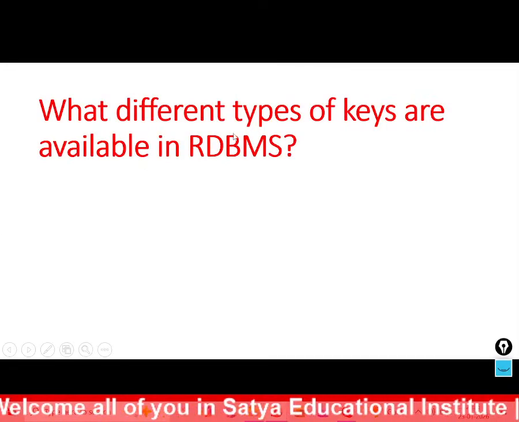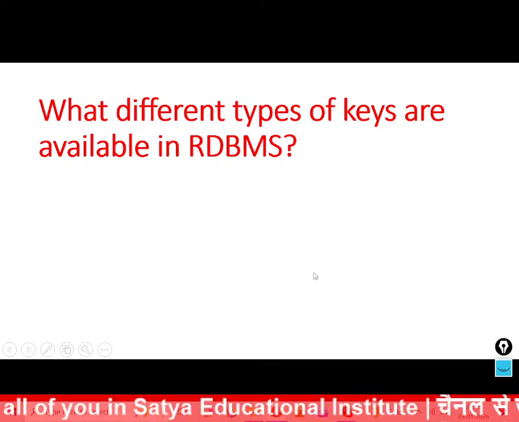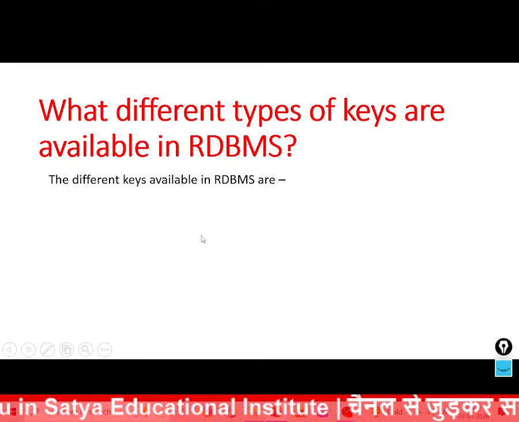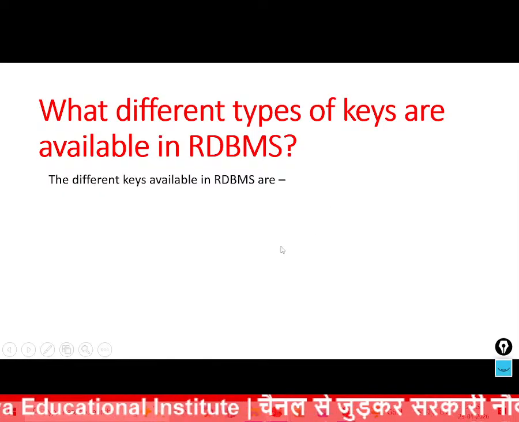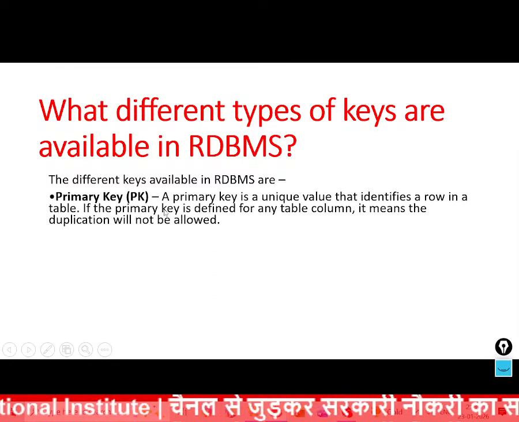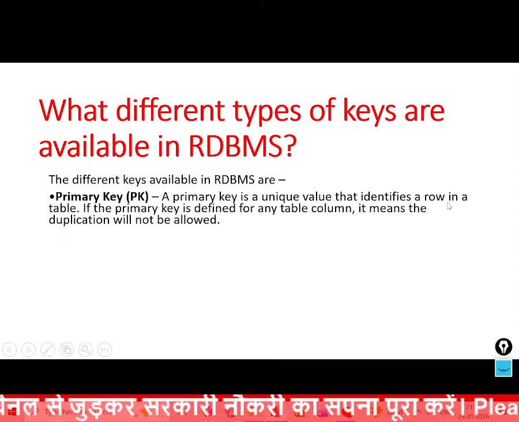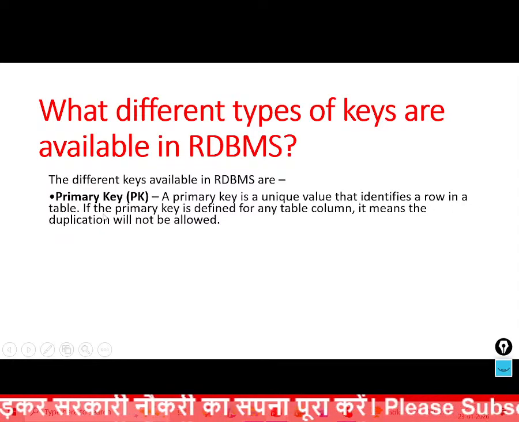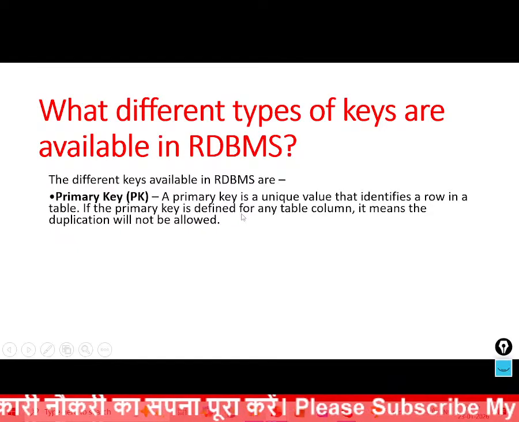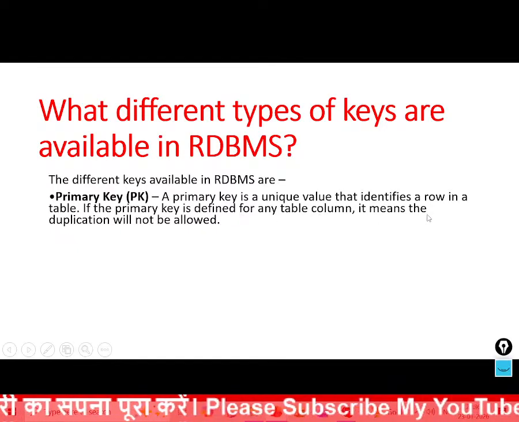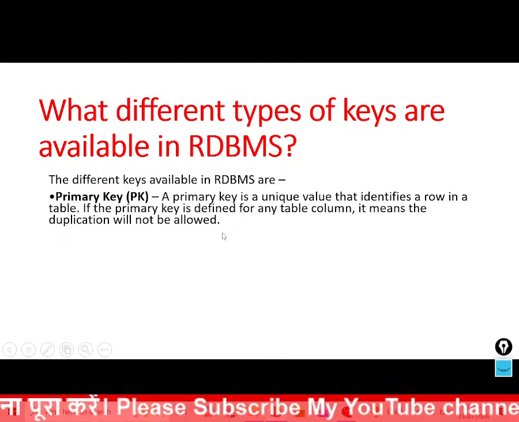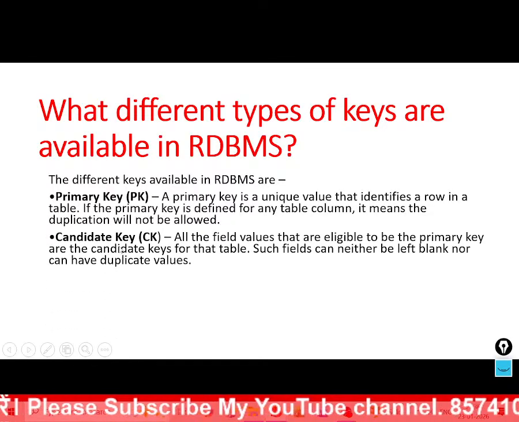Next question, what different types of keys are available in RDBMS? The different keys available in RDBMS are: primary key. A primary key is a unique value that identifies a row in a table. If the primary key is defined for any table column, it means duplication will not be allowed.